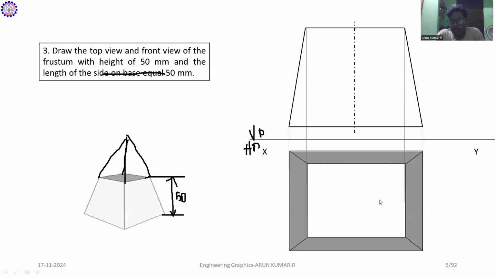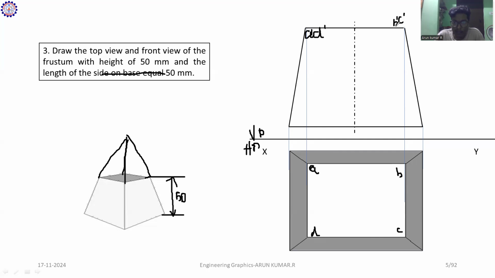The next step is that the center axis is very important. The center axis means you have to split it equally into equal parts, that is 50 and 50. Then you have to give names. The top view is very easy for you. Here I give the names A, B, C and D. This name comes on this side: A dash and D dash. Here B dash and C dash come.